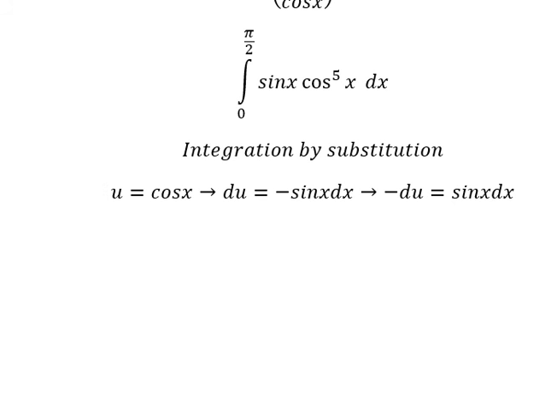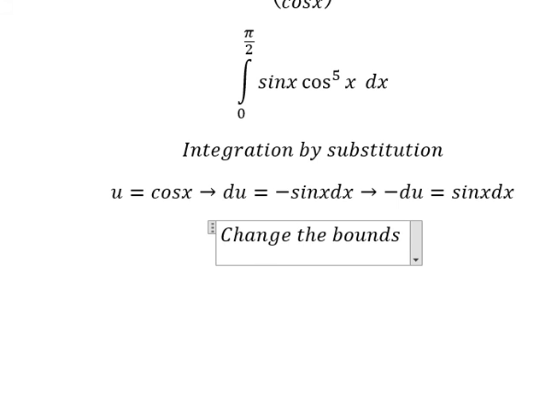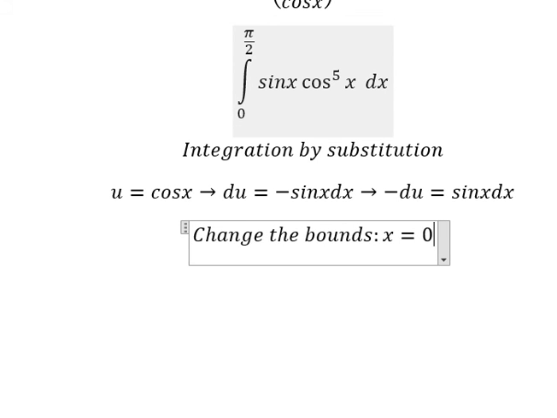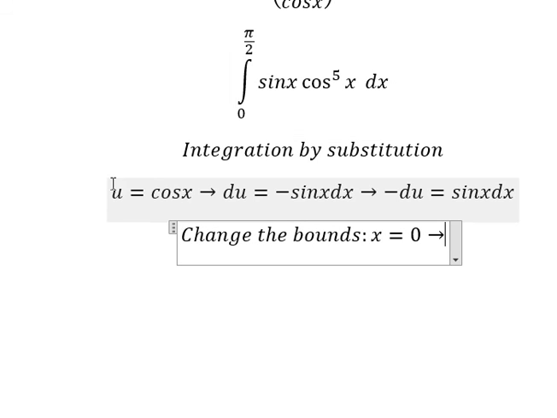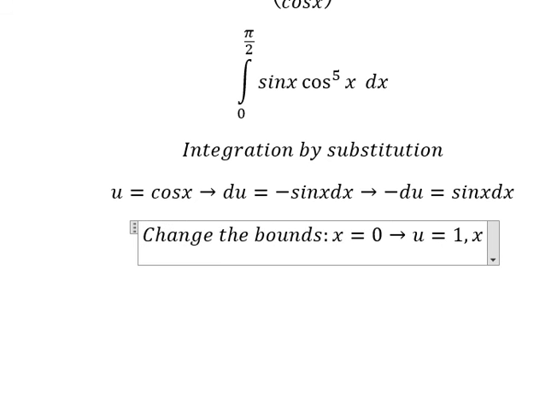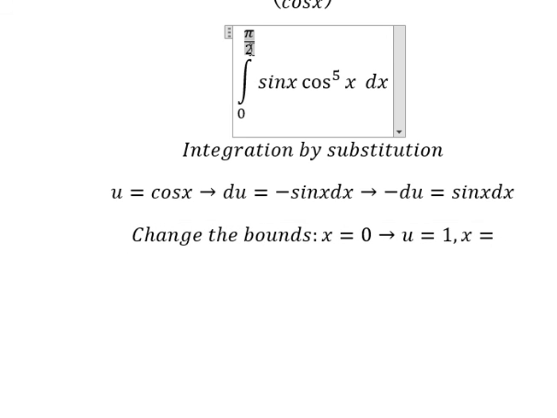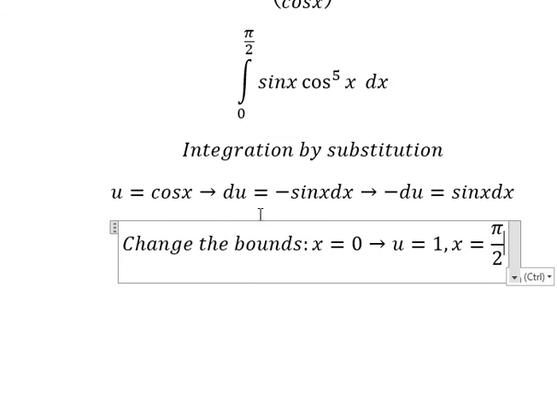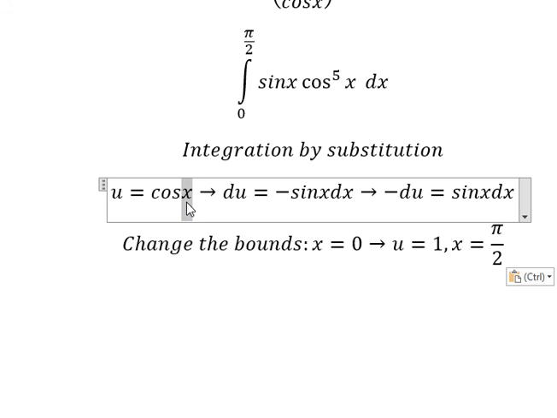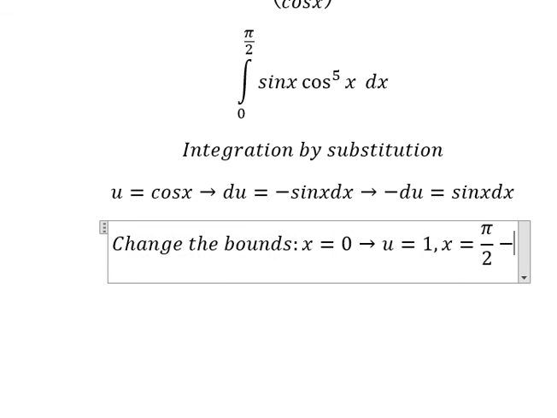Next, we need to change the bounds. When s equals number 0, we put number 0 in here, so we have u equals number 1. When s equals pi over 2, we put pi over 2 in here to change to u, and we have u equal to number 0.